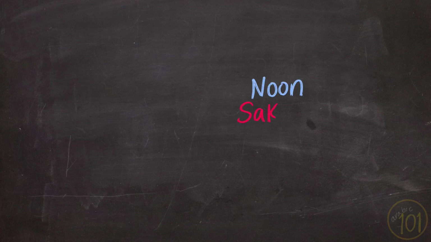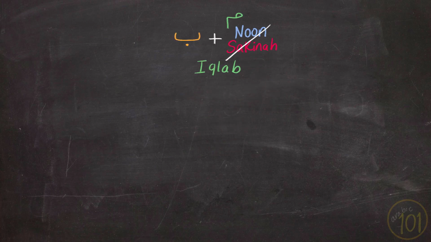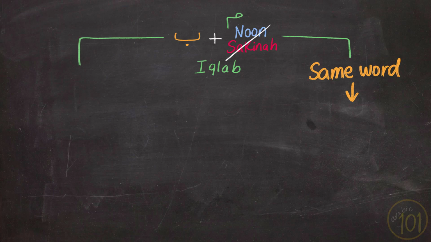When nun sakina is followed by the letter ba, the nun sakina will turn into a meem. And this is what we call Iqlab. This can happen within the same word or even between different words.